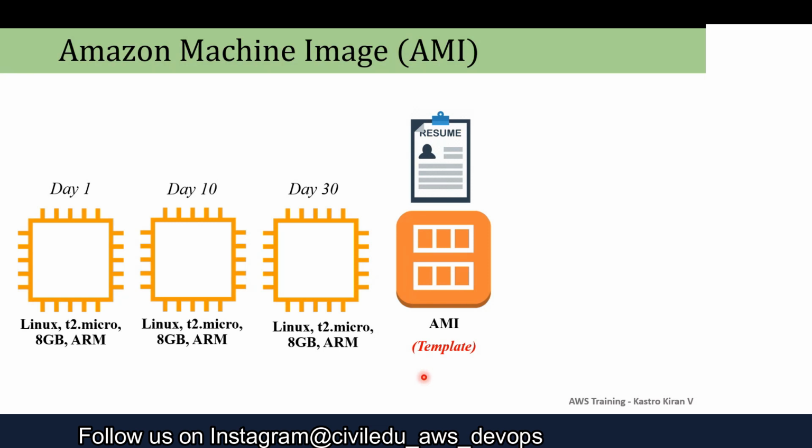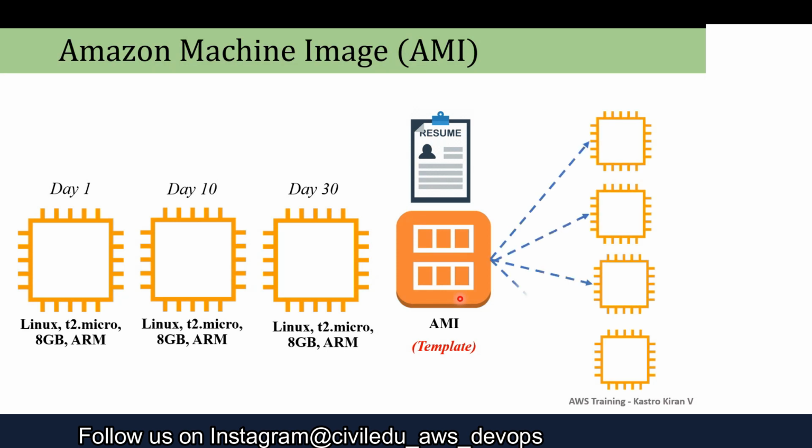So here, AMI is acting as a template. In the template, we are going to configure all these settings, like the Linux operating system, T2.micro, 8 GB storage capacity, ARM processor, or whatever the remaining specifications are. You are going to configure all the specifications in this particular template, which is an AMI. So now you have the template ready. Now, by using this template, can I launch multiple instances? Yes, we can. That's the whole concept of working with AMI.